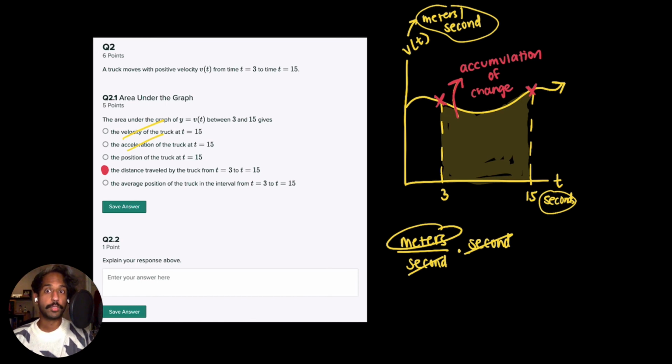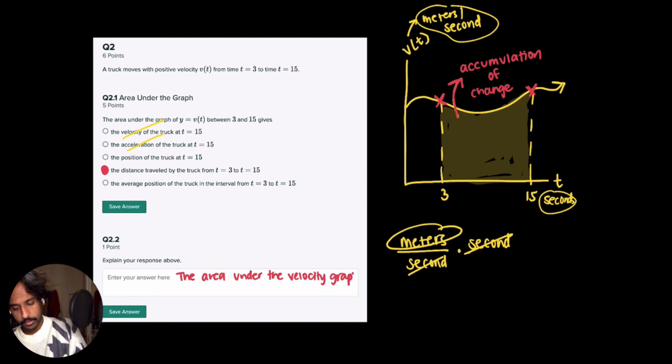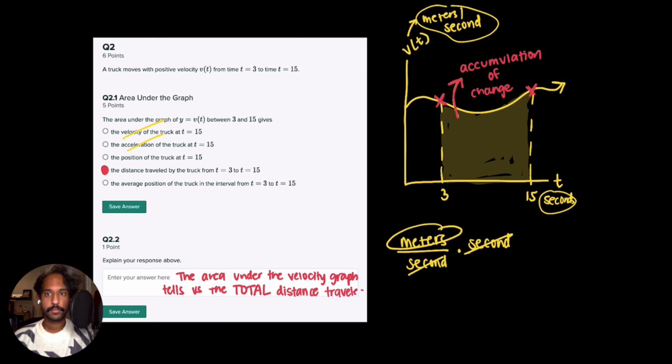And the way we would explain our response is we could just say the area under the velocity graph tells us the total distance traveled. And so here we can see that the area under the velocity graph would give us the total distance traveled by the truck from t equals 3 to t equals 15.